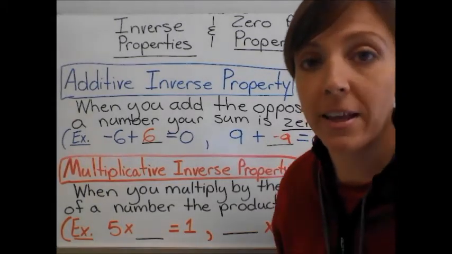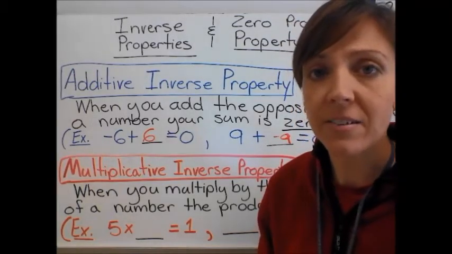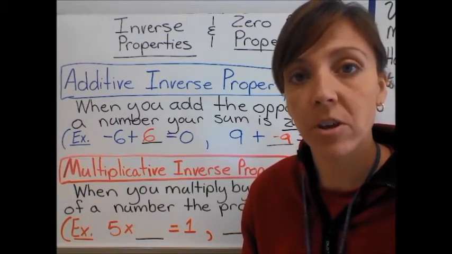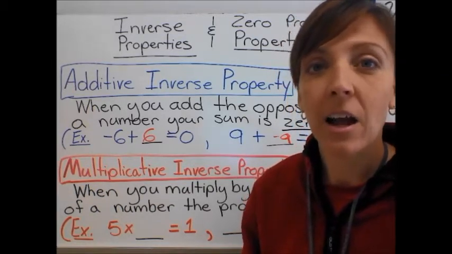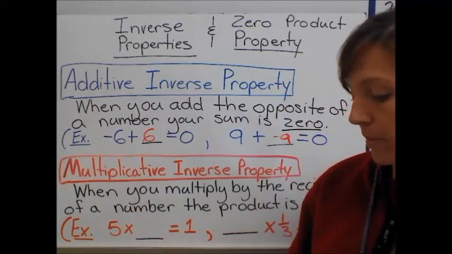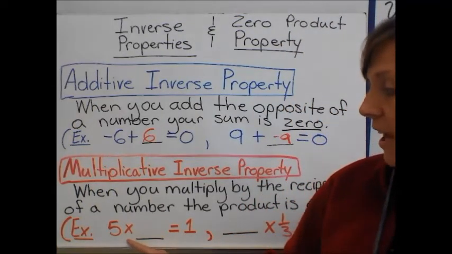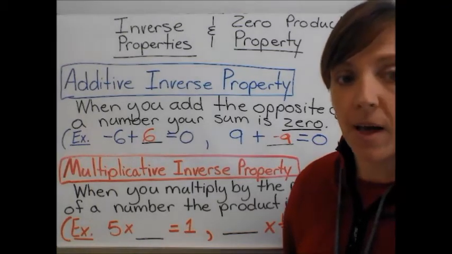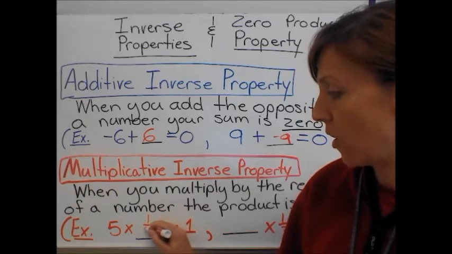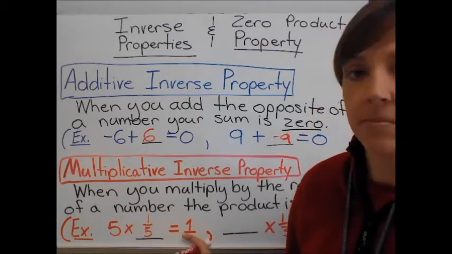Okay, multiplicative inverse property says that when you multiply a number by its reciprocal, you get 1. Okay, a reciprocal is a number flipped. So let's take a look. For example, 5 times what number will give you 1? Well, 5 times 1 over 5 equals 1.